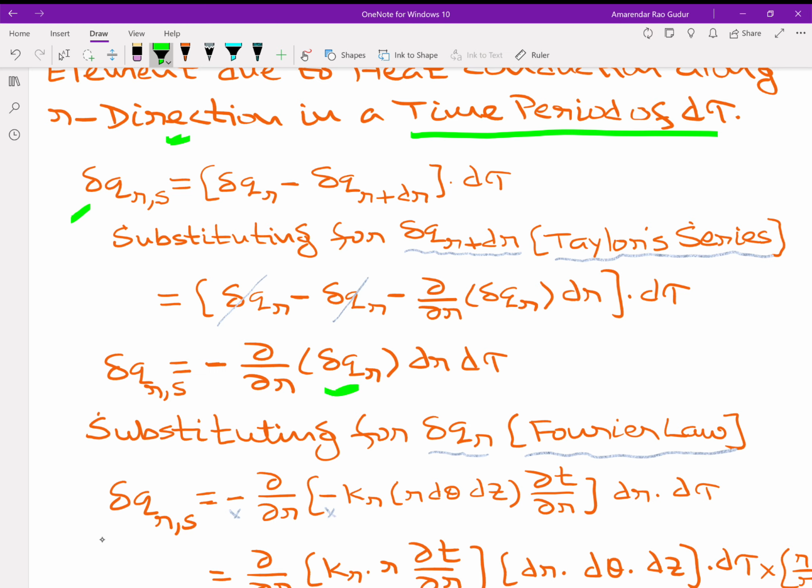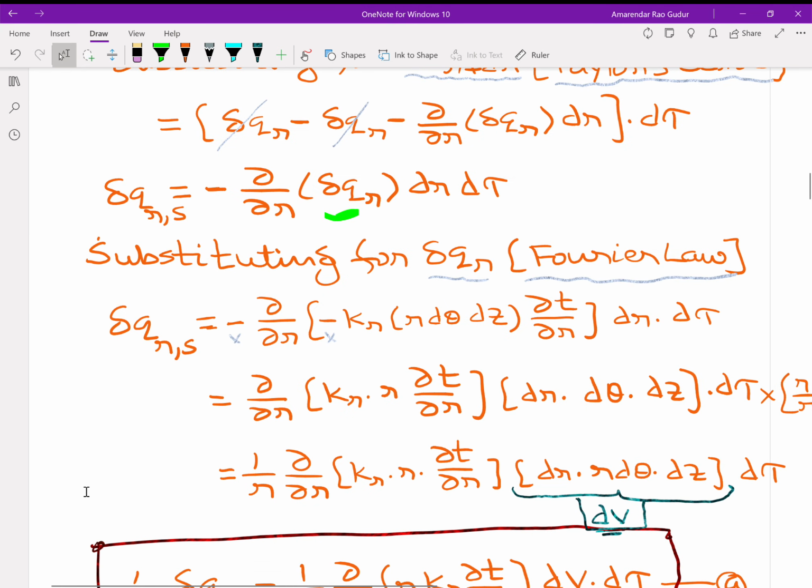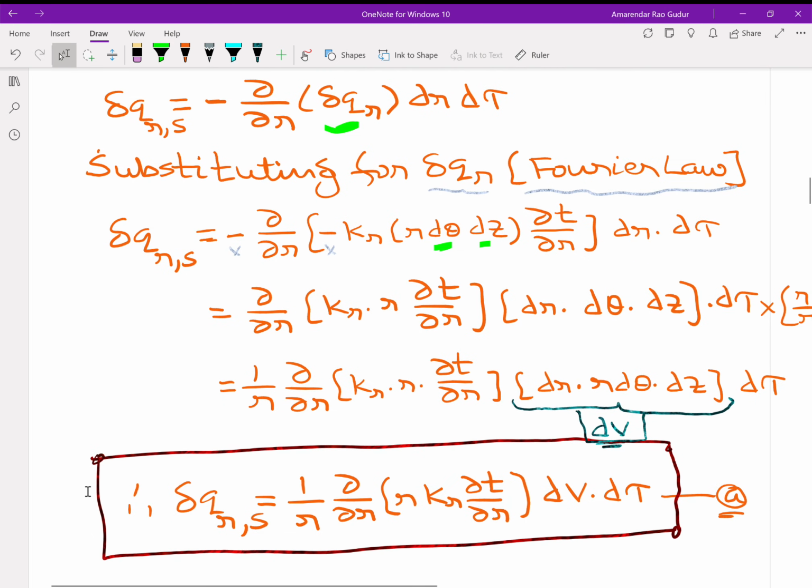Now we'll incorporate the Fourier law for del qr over here, and this is going to be minus del by del r into minus kr r d theta dz del t by del r dr d tau. Minus minus becomes plus, and kr is a function of r which must be retained. R is again a variable which must be retained, and remaining parameters will go away. D theta, dz will go away. And somehow we have to make sure that this component dr, d theta, dz should be dv.